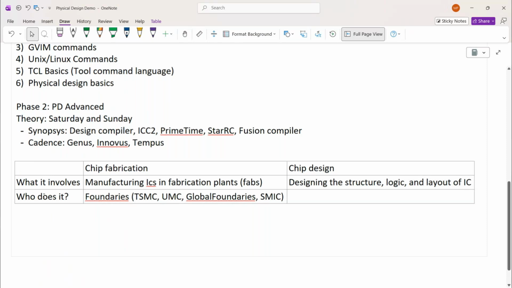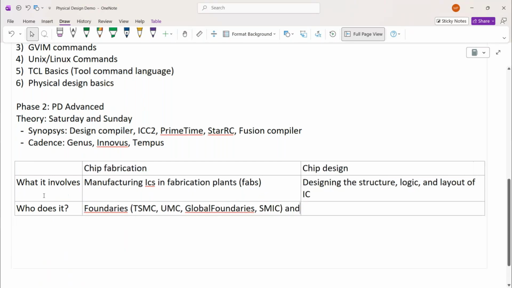These people are not into design. They don't have companies where engineers sit and design. They are just fabricating the ICs. You have to give your files to them and they will fabricate. They are not into designing at all. Those are TSMC, UMC, Global Foundries, and SMIC.